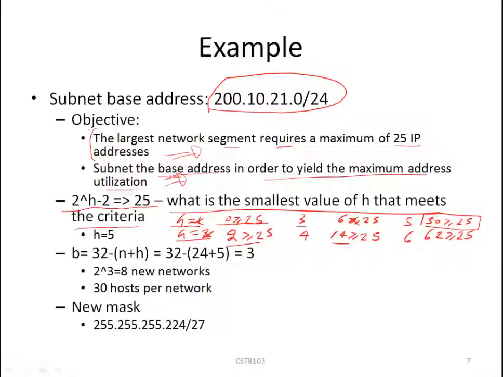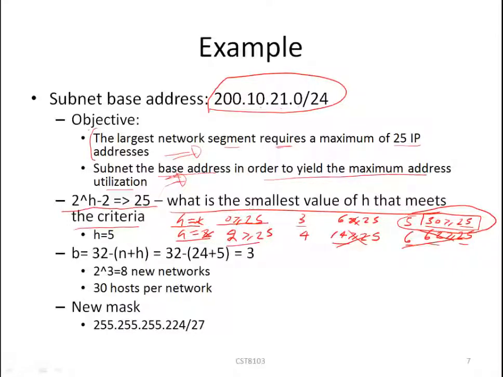That is, 30 is greater than or equal to 25. 6 also meets the criteria. 62 is greater than or equal to 25. However, if we use 6, we will not yield the maximum address utilization. So 6 is out of the question. Therefore, our h equals 5 yields the maximum address utilization.